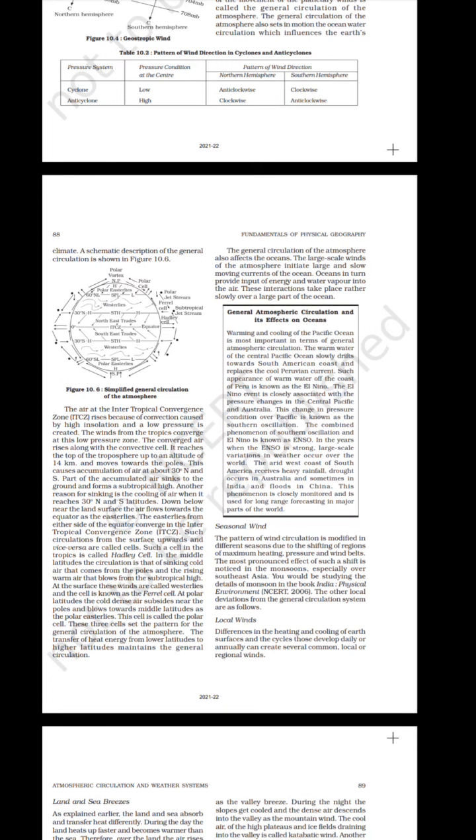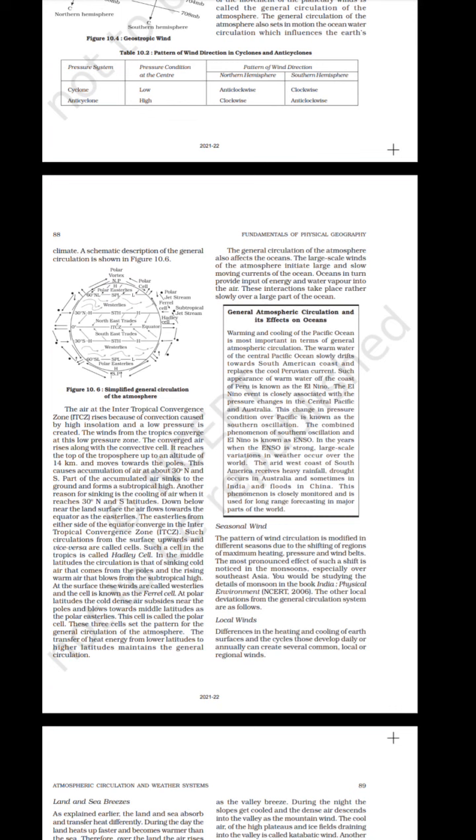The arid west coast of South America receives heavy rainfall. Drought occurs in Australia and sometimes in India, and floods in China. This phenomenon is closely monitored and is used for long range forecasting in major parts of the world.